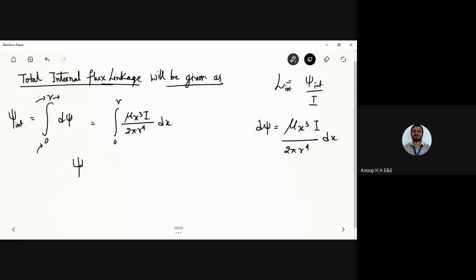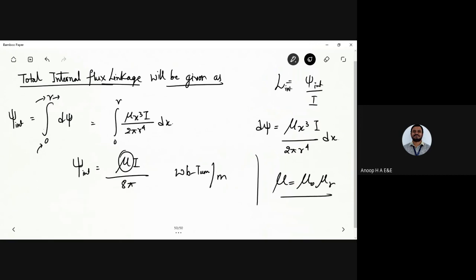Now the phi internal would be mu into I divided by 8 pi, if you take the integral. That would be Weber turns per meter. Now what is mu? As I told you, mu would be equal to mu naught into mu r. Here mu naught is of free space and mu r is the relative permeability, so mu is the permeability of the material, taking both the free space and the relative permeability.